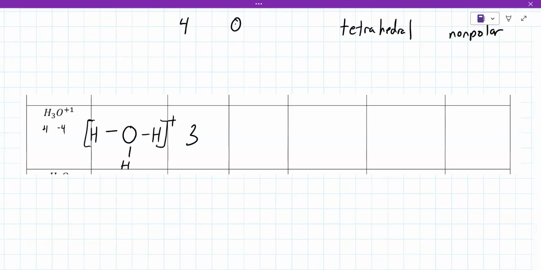Now there are three bonded pairs, three of these lines. And then there's one that's not bonded up here, so that goes there. This is called a trigonal pyramid, and this is pure definition stuff. And I just looked this one up. It is polar.